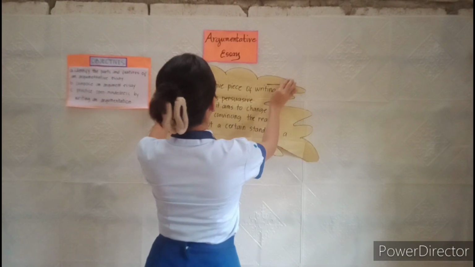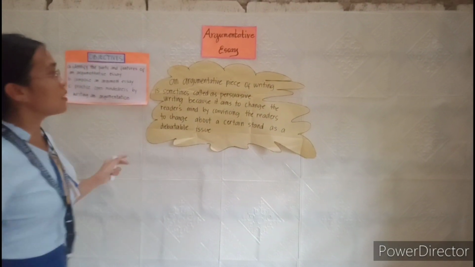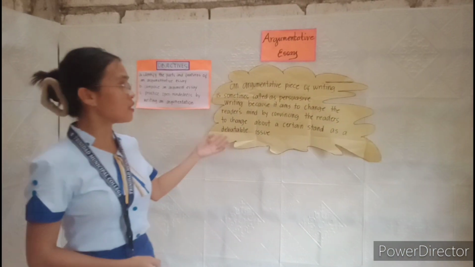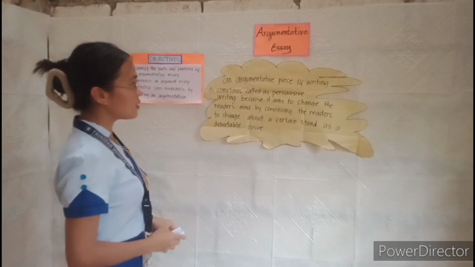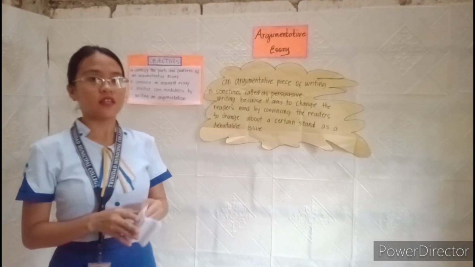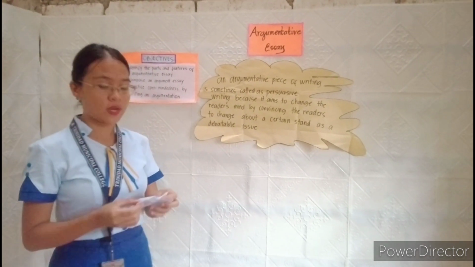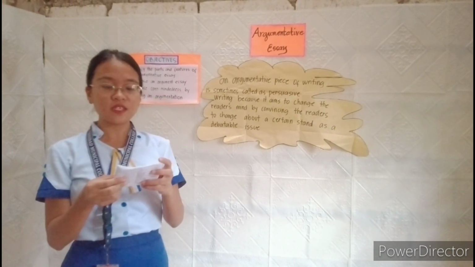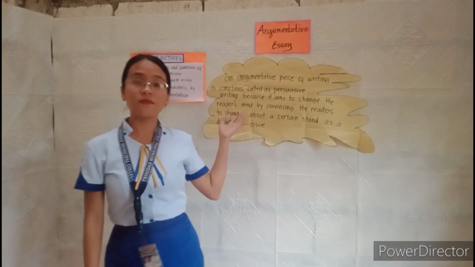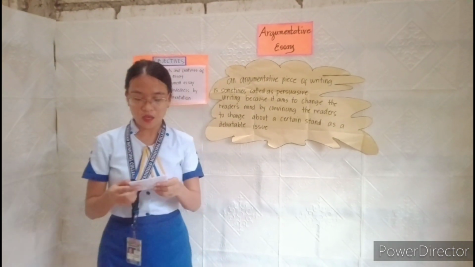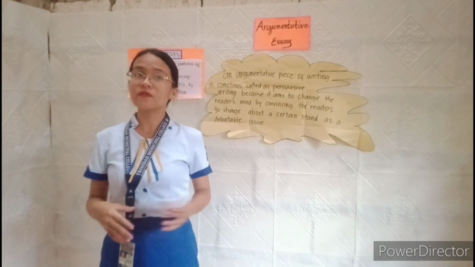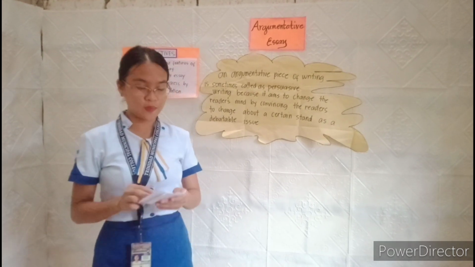Okay. So an argumentative essay is a piece of writing, sometimes called persuasive writing, because it aims to change the reader's mind by convincing the readers to change about a certain stand on a debatable issue. An argumentative essay tries to convince the readers to agree with the writer's point of view. So an argumentative essay has its characteristics: it introduces and explains the issue or case, and the reader needs to know what the issue is going to be.